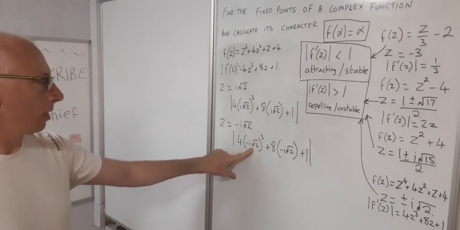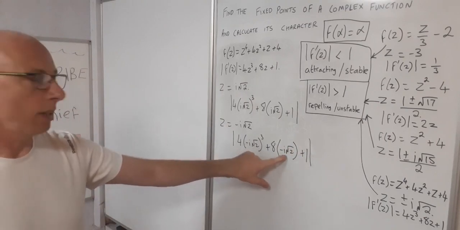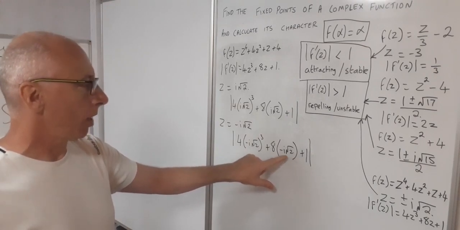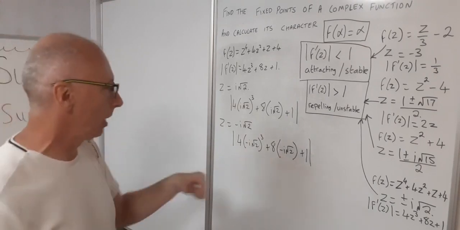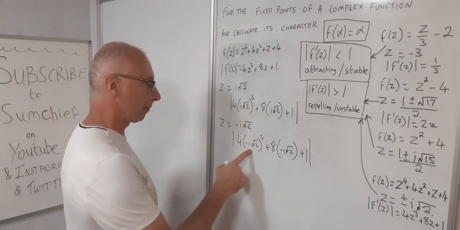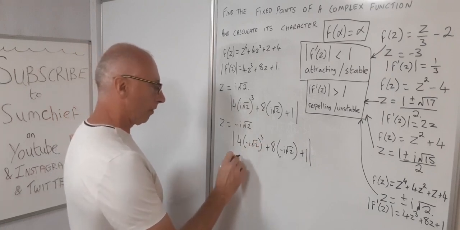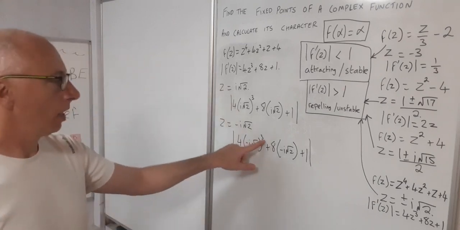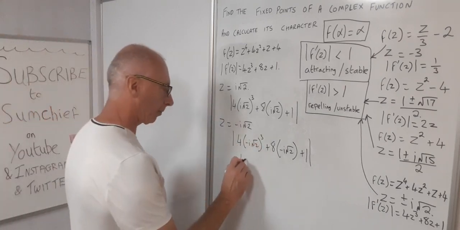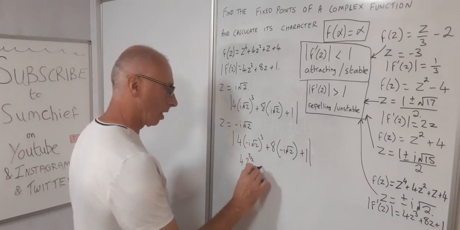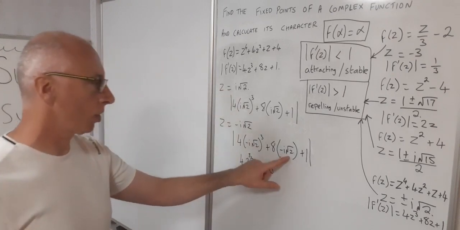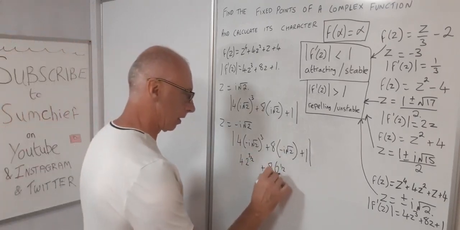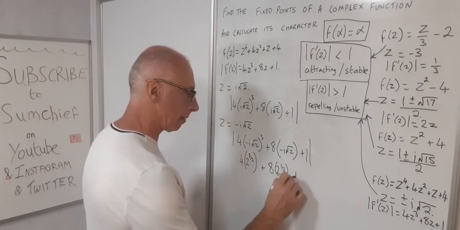So this is going to yield a negative number, this is going to yield a positive number, and this is also going to yield a negative number. Let's just have a quick calculation here. We're going to have 4 times root 2, which is 2 to the power of a half, so that's 2 to the power of 3 over 2, plus 8 times 2 to the power of a half. Just put these in brackets, and then plus 1.